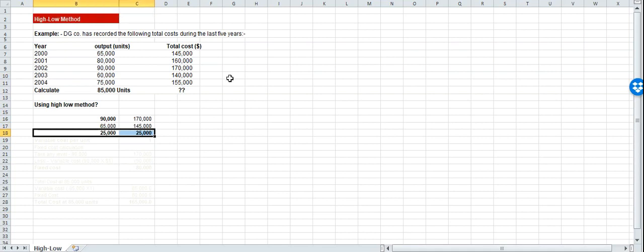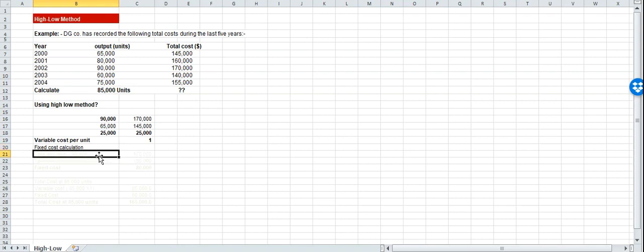So thereby when you take the difference between the output and the cost, it will be 25,000. So what is the variable cost per unit? So just simply you divide the total cost difference of 25,000 by 25,000 units. So thereby you will be getting the variable cost per unit.